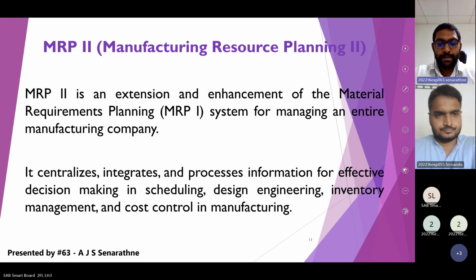Briefly, we can say MRP2 is an extension and enhancement of the material requirement planning system. It's for managing the entire manufacturing company. This system was designed to centralize, integrate, and process information for effective decision making in scheduling, design engineering, inventory management, and cost control in manufacturing. MRP2 is a more sophisticated solution added to the original MRP, that is, material requirement planning software, and it supported manufacturing processes beyond inventory control and raw material procurement. Next slide.